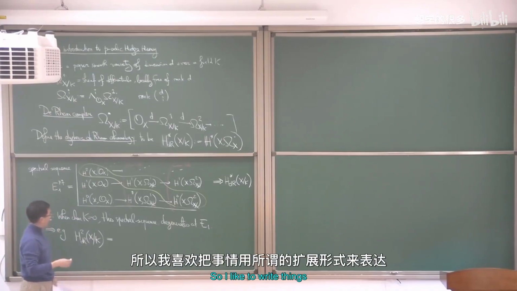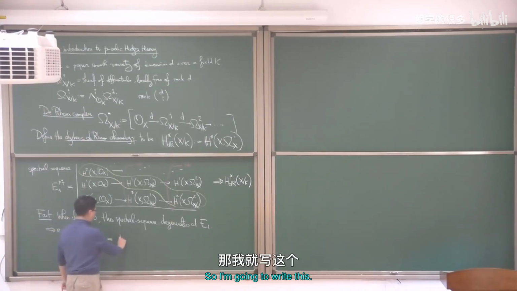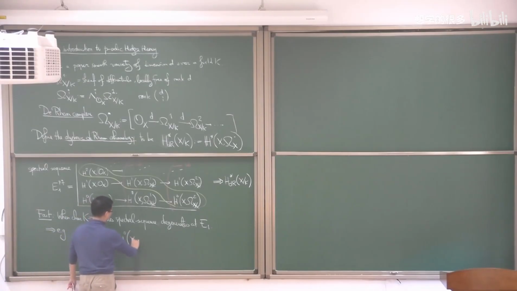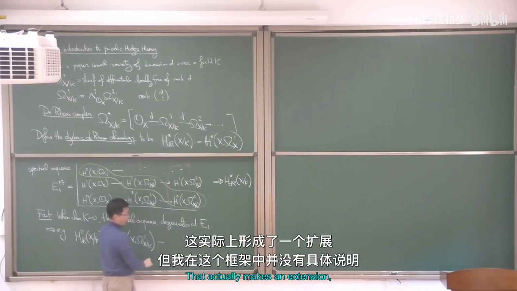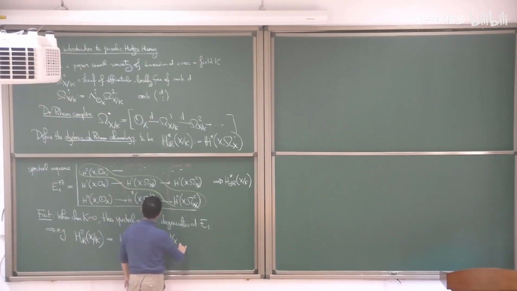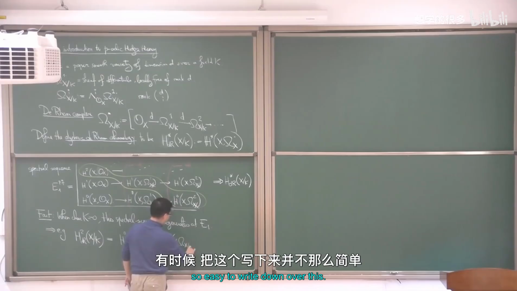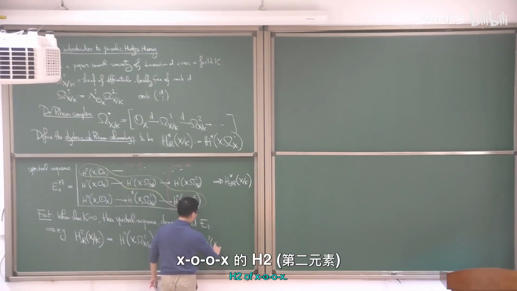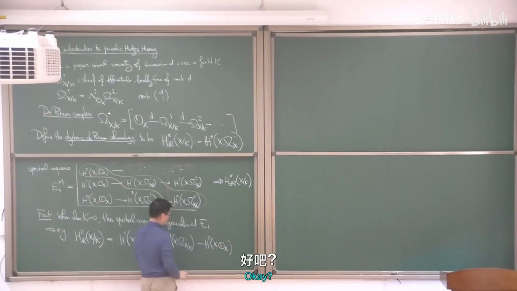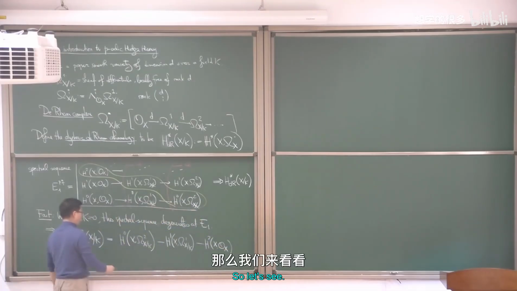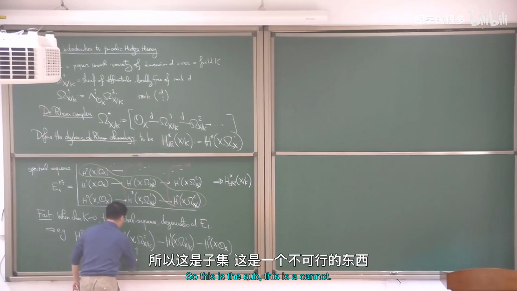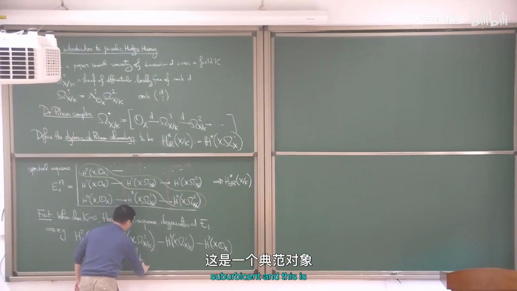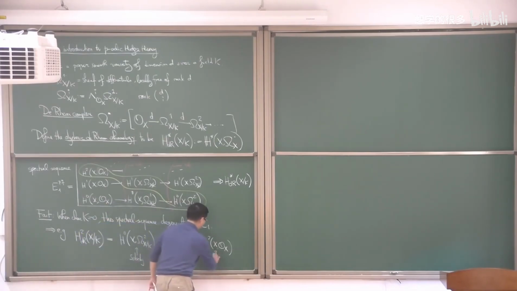I like to write things in terms of so-called extensions. So I'm going to write this. A dash means an extension, which I don't specify the class of. Sometimes it's not so easy to write down what the class is. H^2(X, O_X). Okay, so let's see. This is a canonical sub-object, and this is a canonical quotient object.